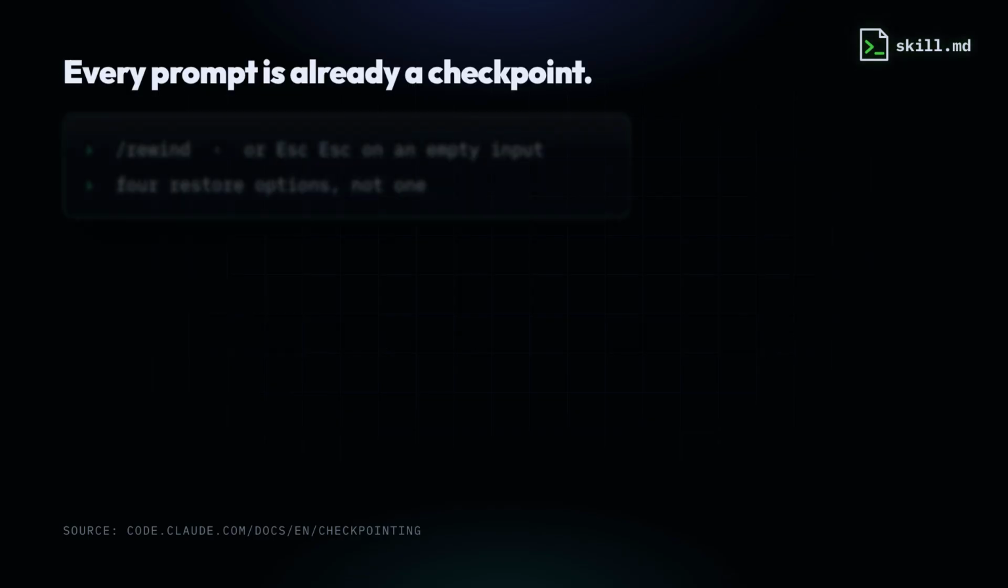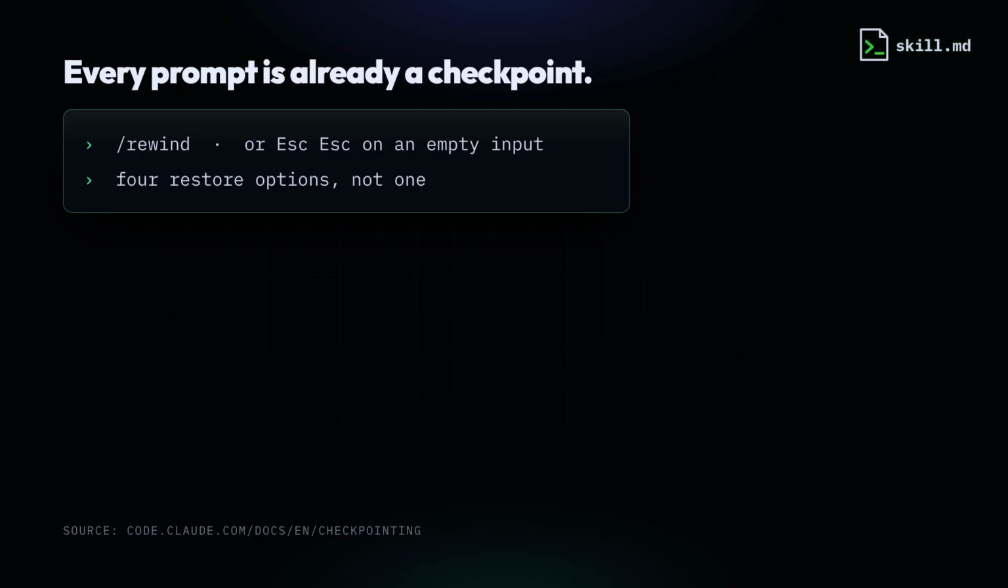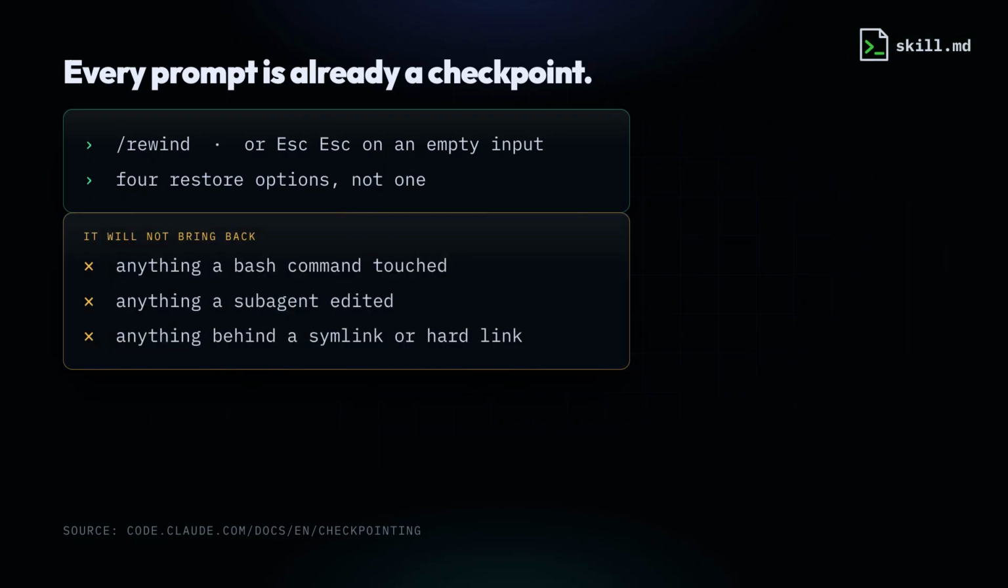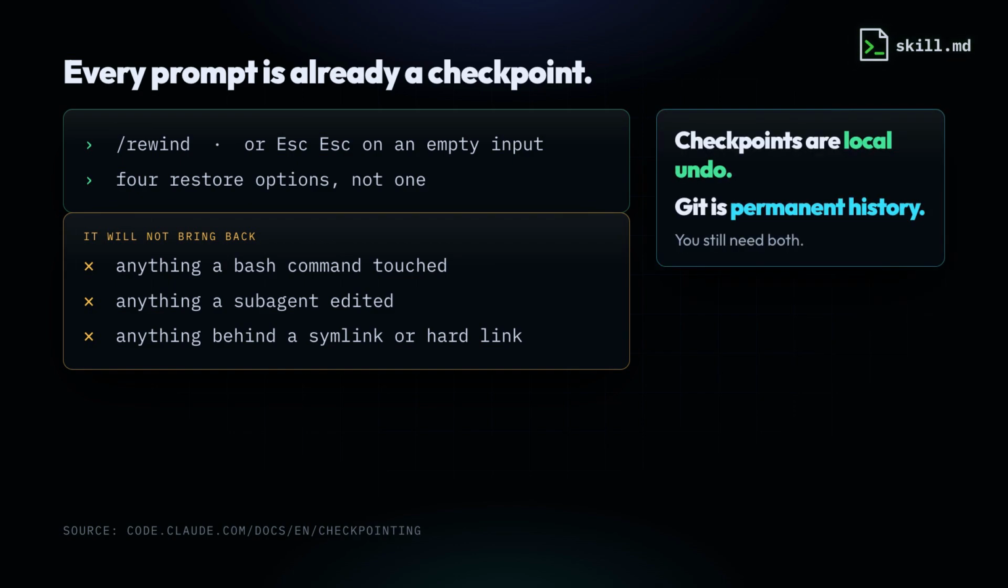So, every prompt is already a checkpoint. /rewind or escape on an empty input. 4 restore options, not 1. And 3 things it will not bring back. Anything a bash command touched, anything a subagent edited, and anything behind a symlink or a hardlink. Checkpoints are local undo. Git is permanent history.